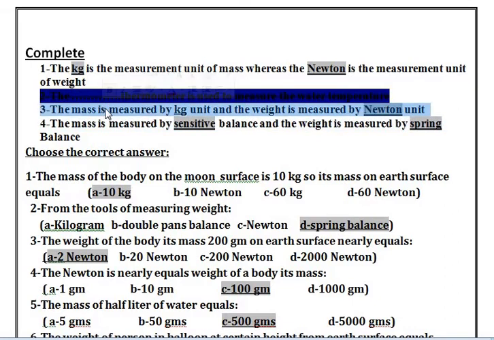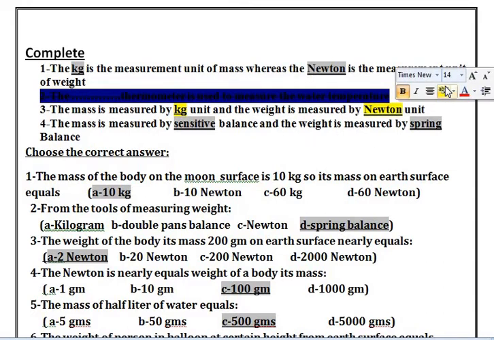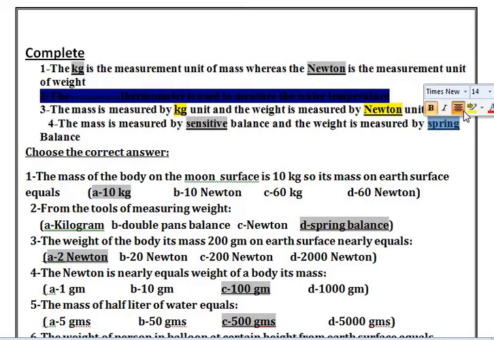The mass is measured by the unit kilogram, while the weight is measured by what unit? By Newton unit. The mass is measured by the balance scale, sensitive balance, or two-pan balance, and the weight is measured by what? By spring balance.